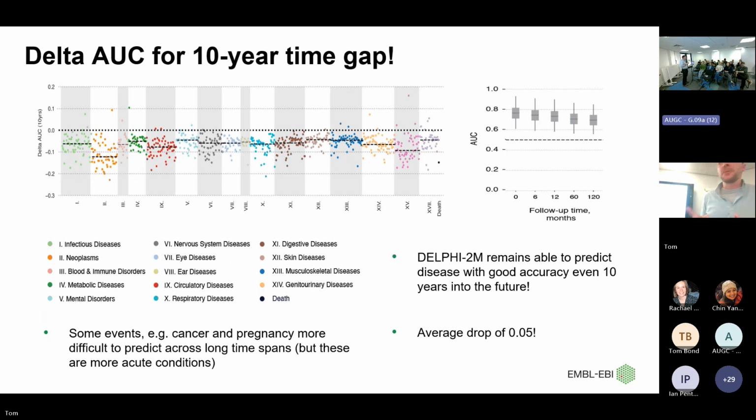Okay, so as you asked, we can look at different time gaps, and this is quite an extreme example where we're looking at a 10-year time gap and the delta AUC. So this is the drop in AUC performance for all of those diseases. You can see that on the whole, everything decreases as one would expect, but actually it's not so bad. It's a mean of 0.05 decrease in AUC values, for example. And if you look at different time gaps here, from next event to 6 months, 1 year, etc., we have a very consistent drop in performance as the time increases.